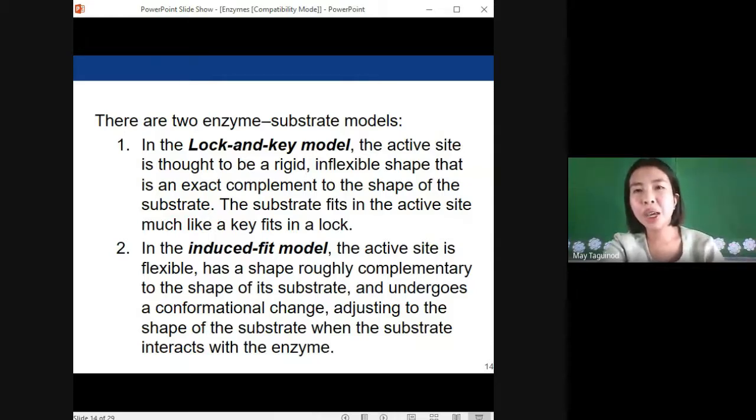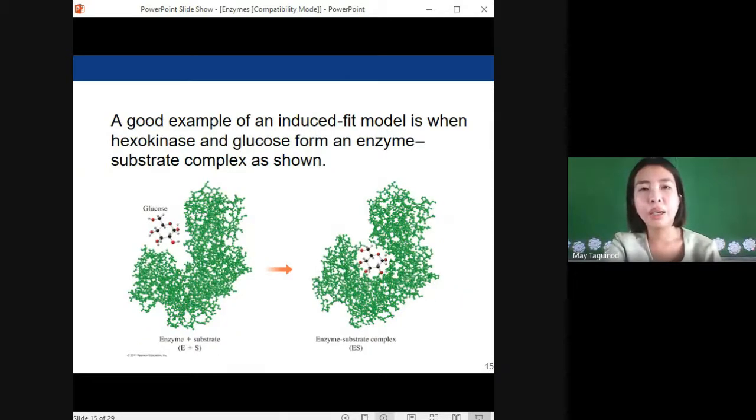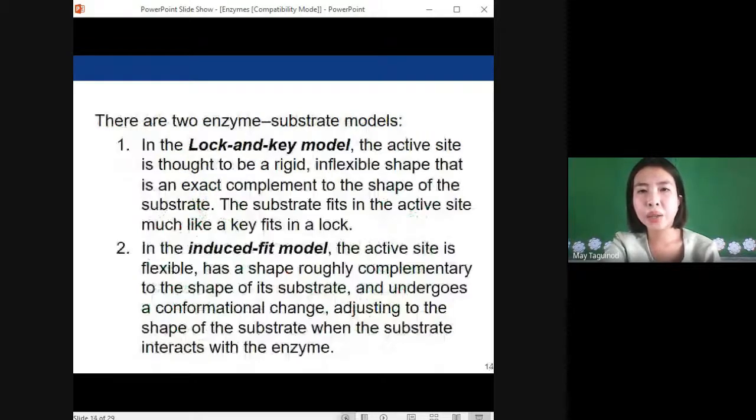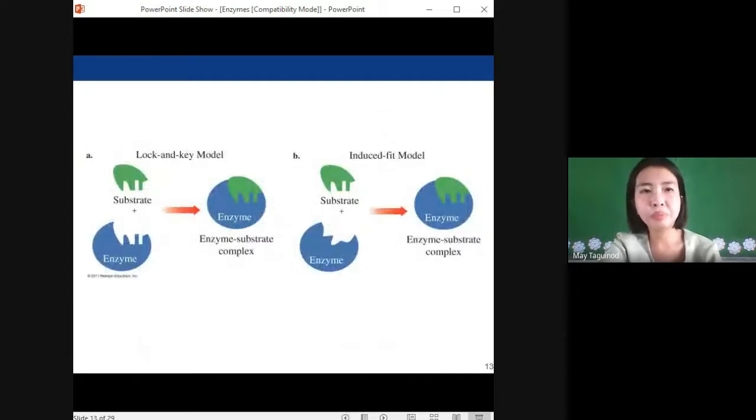So we have here the meaning of the two theories, the lock and key model and the induced fit model. Okay, so let's proceed in this slide. In line with this event, balik tayo sa structure na to. So in line with this evidence, the induced fit model was developed.